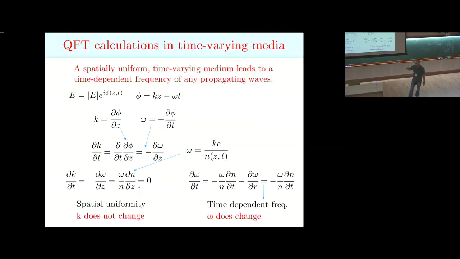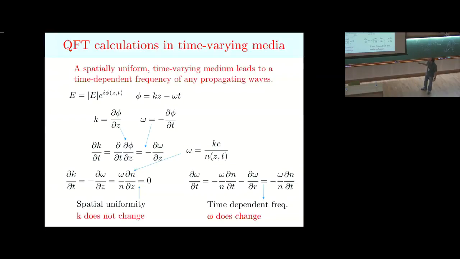Because in the k vector, you also have the refractive index, so it cancels out. So the k-vector does not change. The wavelength changes, but the k-vector, they're not the same thing, right? The k-vector has a net refractive index in there, and that cancels out. So although the wavelength can change, the k-vector doesn't.